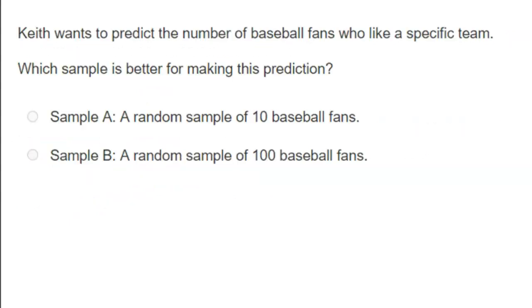Keith wants to predict the number of baseball fans who like a specific team. Which sample is better for making this prediction? A random sample of 10 baseball fans or a random sample of 100 baseball fans. So when we are talking about which sample is better, the more data you have, the better shot you have of getting your predictions correct. So you want to always go with the higher number here, because again, the more data that we can collect, the better our prediction's going to be.